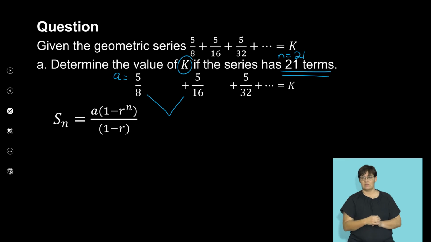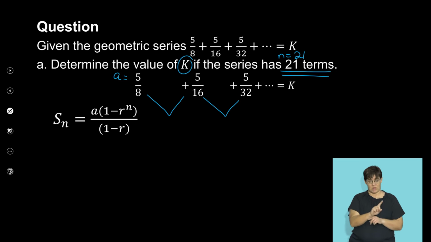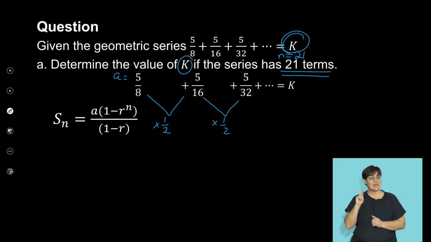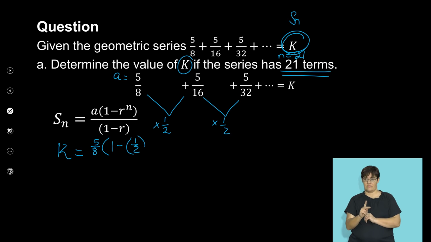So I need to know what 5 over 8 has been multiplied by to get 5 over 16. Similarly, I need to know what 5 over 16 was multiplied by to get 5 over 32. Hopefully, everyone will agree with me that I multiplied by a half because 5 over 8 times 1 over 2 is 5 over 16. So I have my A, I have my N, and I have my R. I just need to solve for k, and k is my Sn because this is what the sum is equal to. So I'm going to substitute in k for Sn, which will be equal to 5/8, open bracket 1 minus a half to the power of 21 because there are 21 terms, all over 1 minus a half.